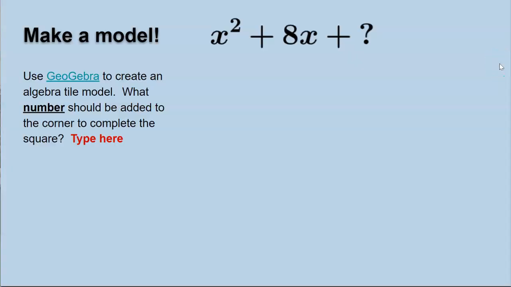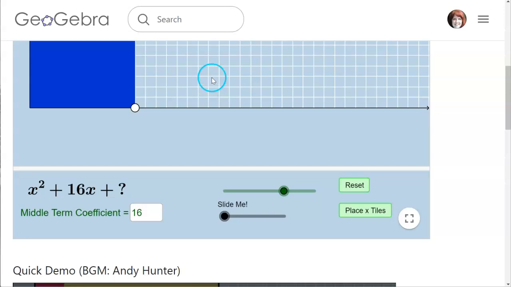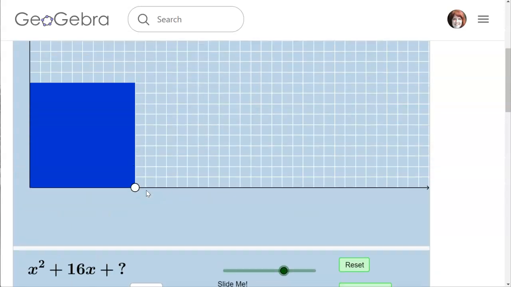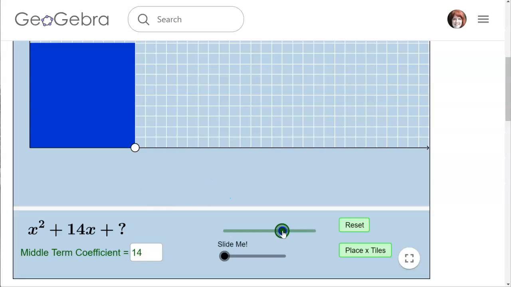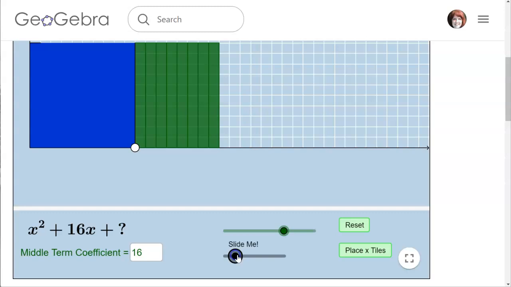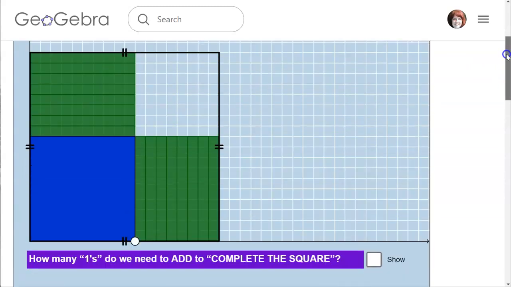The next thing we'll do is go back to our slides and do a quick GeoGebra task where they're going to create a model. On the completing the square model, the first thing they're going to do is put in their coefficient, which is automatically going to be 16 when they first go in here. So they can change this to something besides 16. And then they're going to create the model to go with it. They do that by sliding these all the way over. Now once they do that, it's going to ask them a question. How many ones do I need to complete the square?